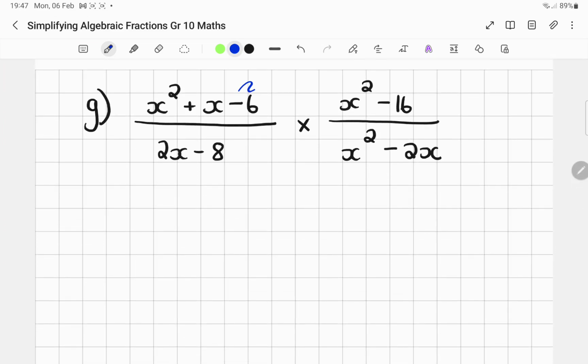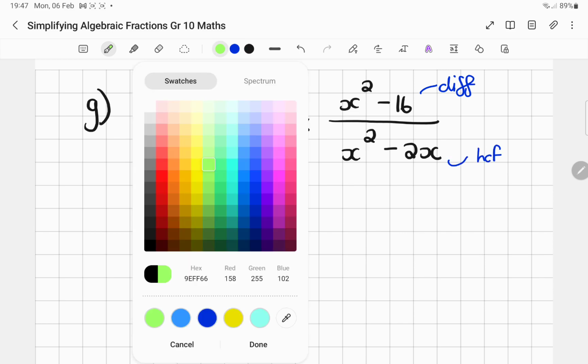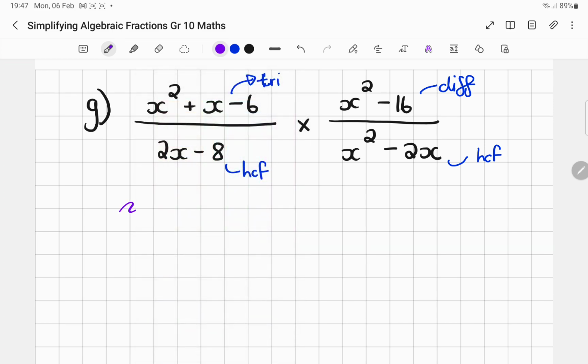Oh, and I always say, these are so much fun, and the kids look at me strangely. Okay, this is the trinomial. This is an HCF. This is a difference of two perfect squares. This is an HCF. So people, I really, really want you to be able to identify them as quickly as I am doing. All right.